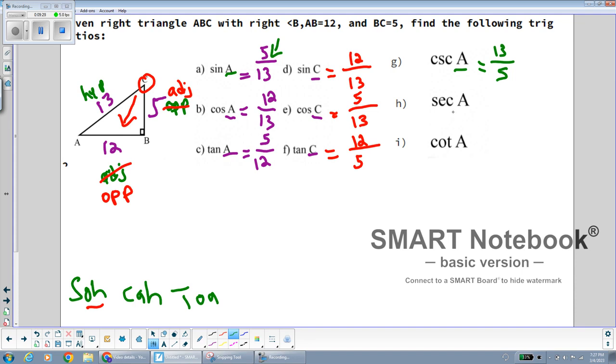Secant is the reciprocal of cosine. So if I want secant of angle A, I'm just going to take the reciprocal of cosine of angle A. So the reciprocal of 12 over 13 would be 13 over 12. And then finally, cotangent is the reciprocal of tangent. Since we're focusing on angle A, let me take the reciprocal of tangent A. So instead of 5 over 12, when we flip that, that would be 12 over 5. That's an example of using the focus angle to label your triangle, setting up your trig ratios, also finding the reciprocal ratios.